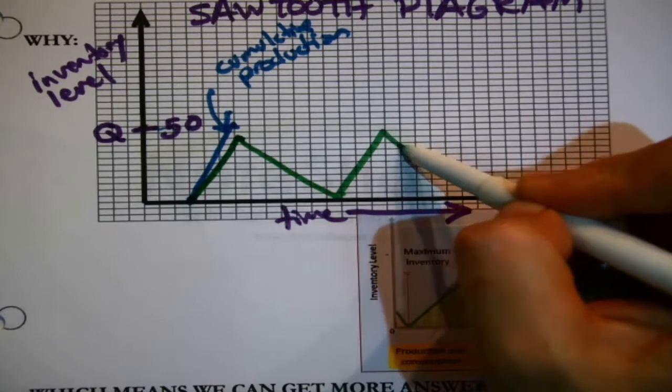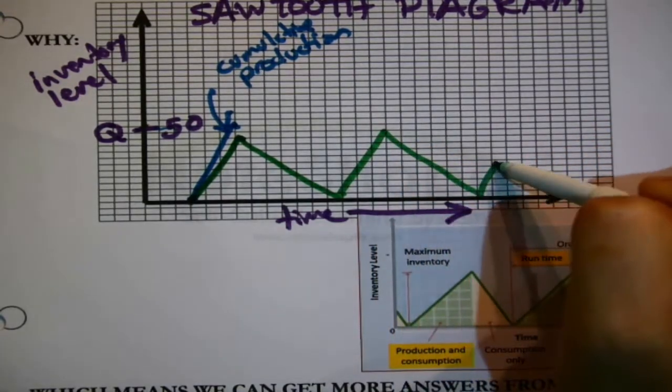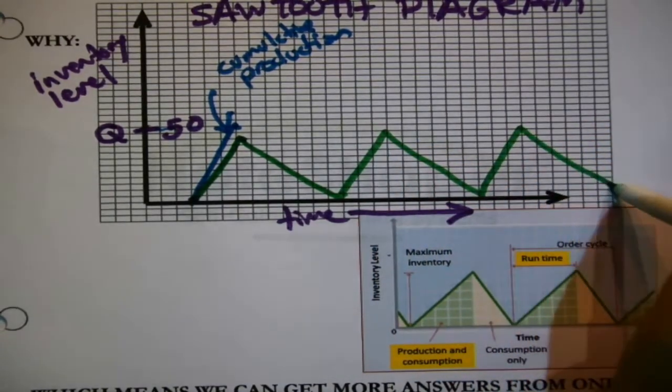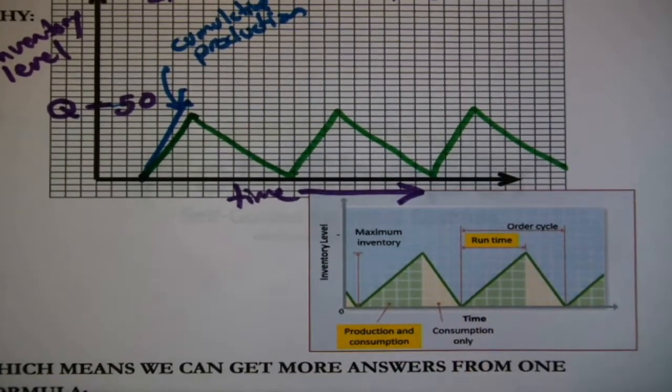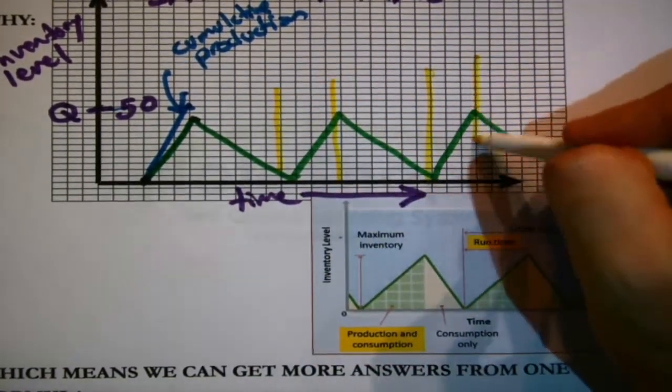We coast on what we have in inventory until we run out, and then they get going again, they make another 50, and then this is what the teeth look like in this sawtooth diagram. Of which you can see a much prettier picture down here from the book.